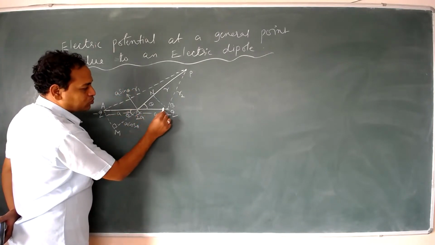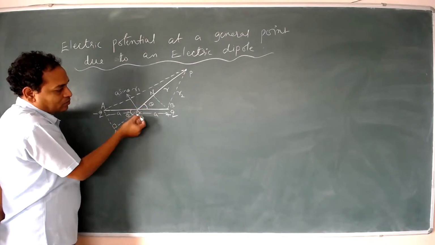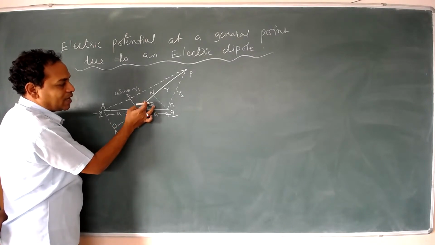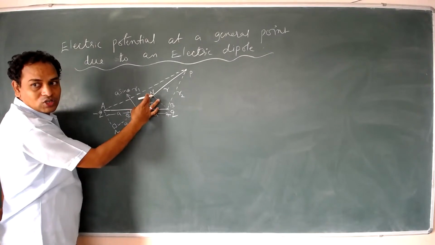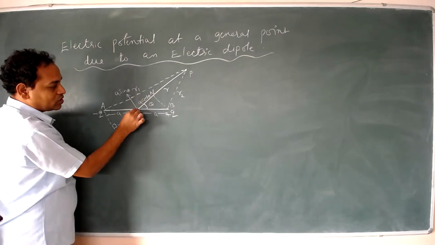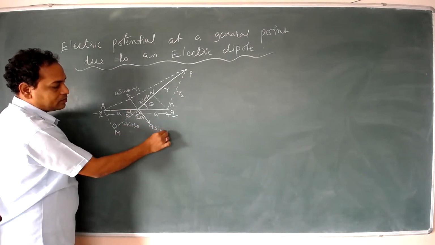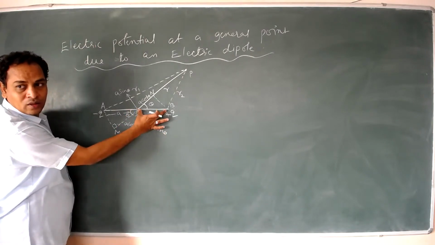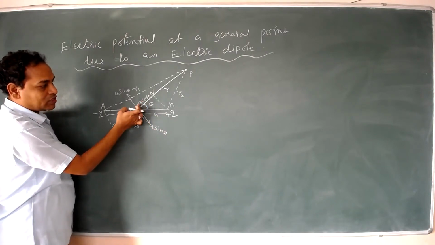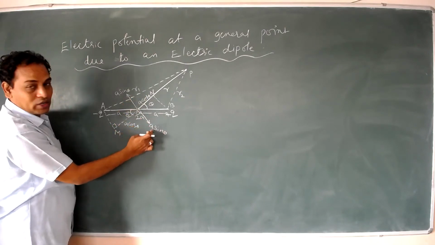Similarly, this a also can be split into two components, one in this direction and one in this direction. This a is making an angle theta, so on the side where it makes the angle theta, this is called a cos theta. And one more on this side is called a sin theta. This is called a, and it is making an angle theta. So the side which makes the angle theta we take as a cos theta, and the other perpendicular component is a sin theta.